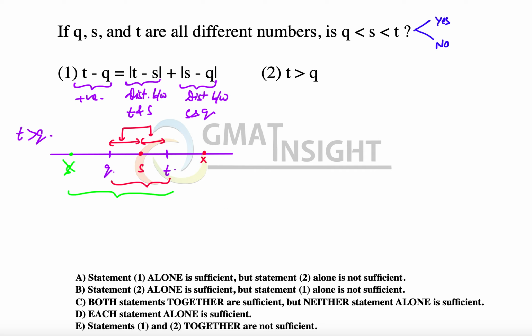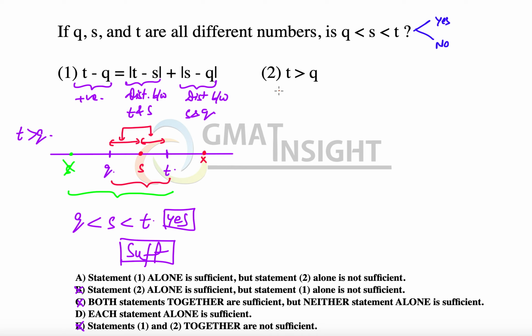That means now we can answer the question with confirmation that q is the smallest, then the next number is s, then the next number is t. The answer to the question is definitely yes, which means this statement alone is sufficient to answer the question, which leaves us with two choices, option A and option D.